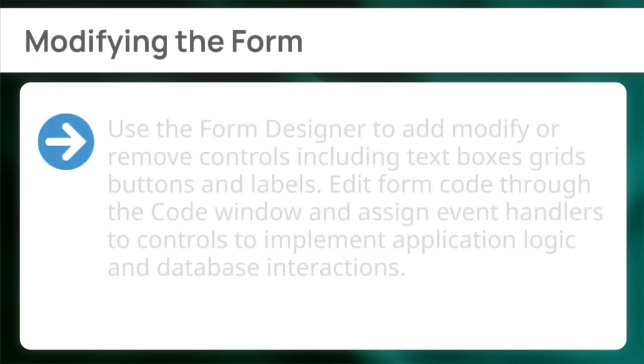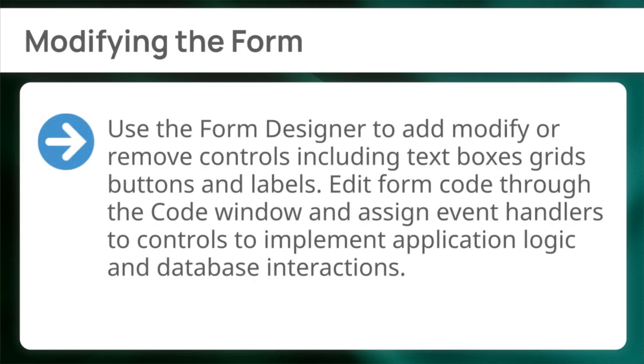Next, modifying the form. Use the form designer to add, modify, or remove controls including text boxes, grids, buttons, and labels. Edit form code through the code window and assign event handlers to controls to implement application logic and database interactions. Finally, running the form.